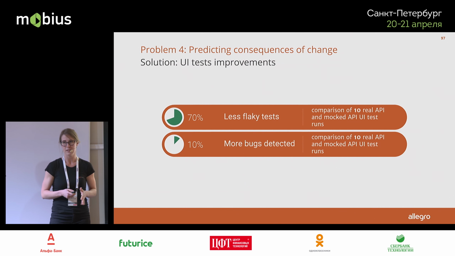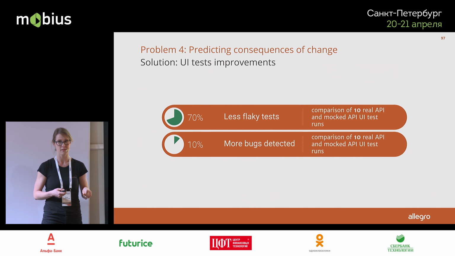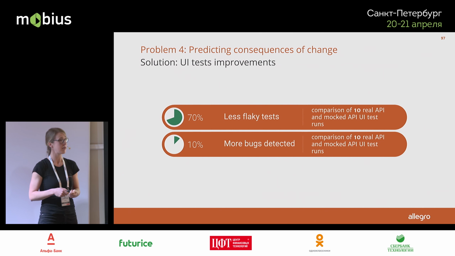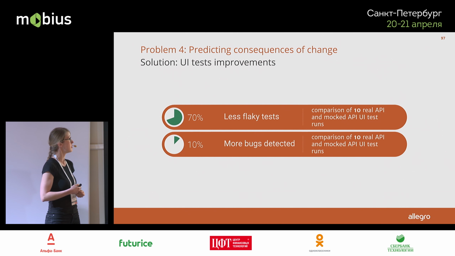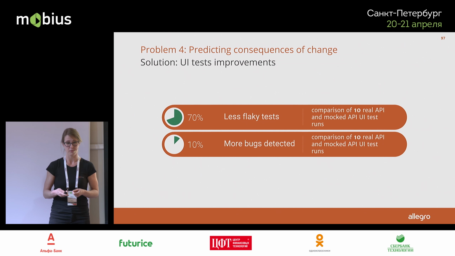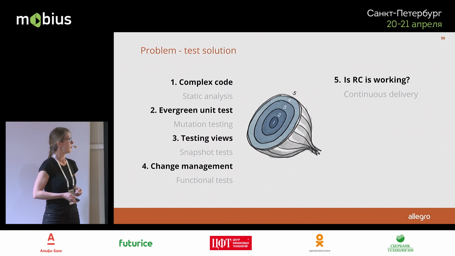Here is a small qualitative analysis we performed. We compared 10 test runs, tests using mocked API and the real API, and we are really happy to learn that tests using mocked API are 70% less flaky, and they are discovering more bugs. So we are quite happy with this small statistic.